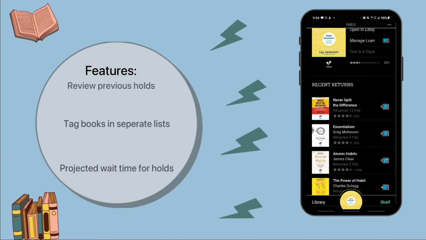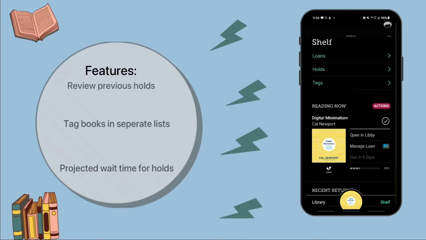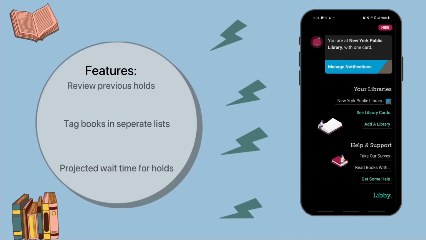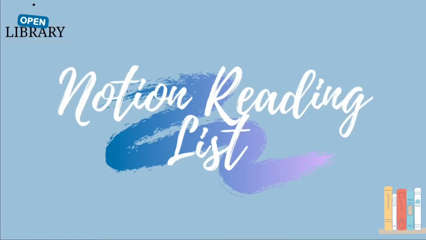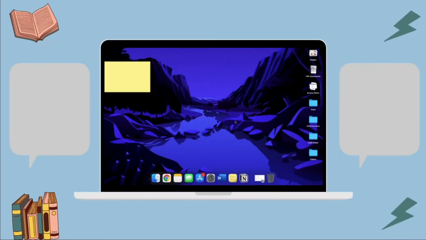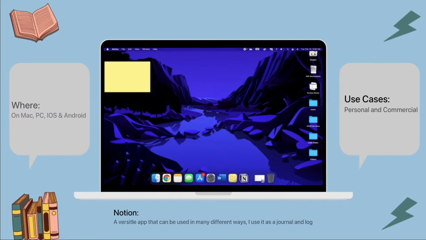And in the upper right hand corner of the top of the page is the little library icon. That's where you check your library, and that's the end of the Libby app. And now I'm going to show you how I use Notion to keep track of all the books that I'm reading, the books that I want to read, and all of that.